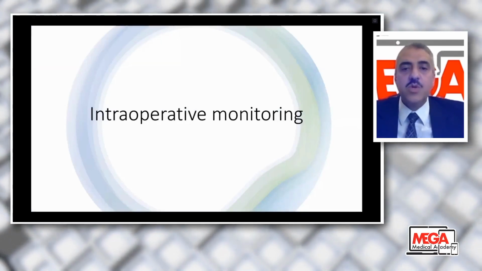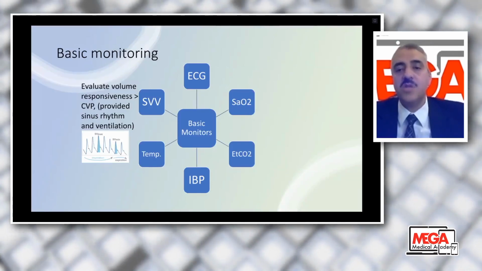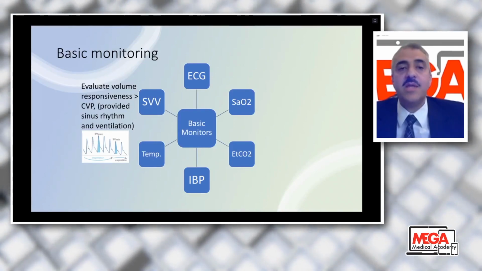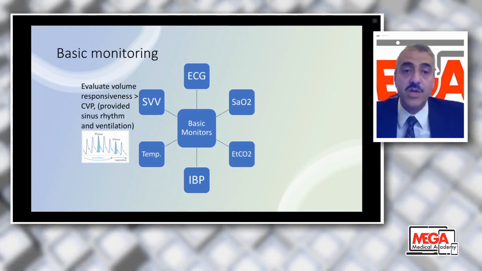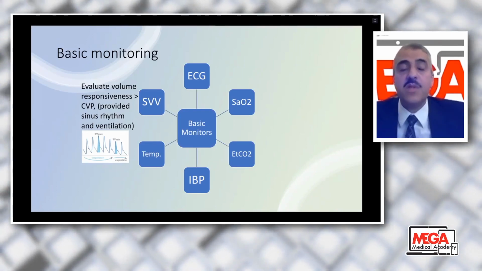Intraoperative management should include basic monitors. These basic monitors are in the form of ECG, saturation, end-tidal CO2, invasive blood pressure, temperature measurement, and evaluation of stroke volume variation, which is very important because it evaluates volume responsiveness better than the CVP.